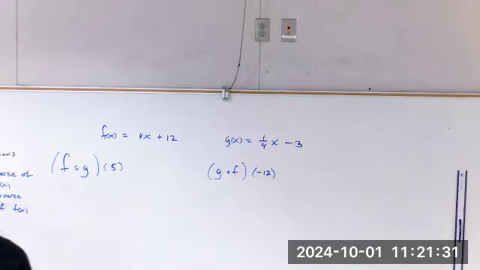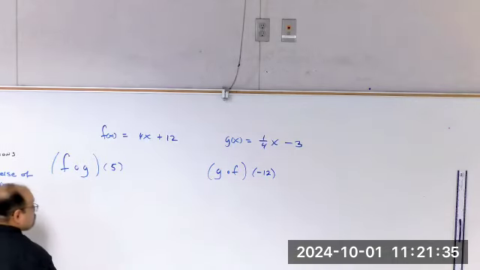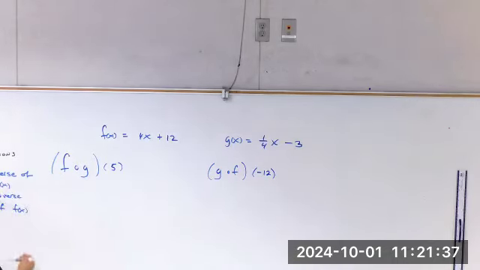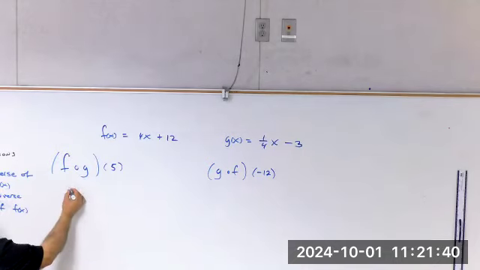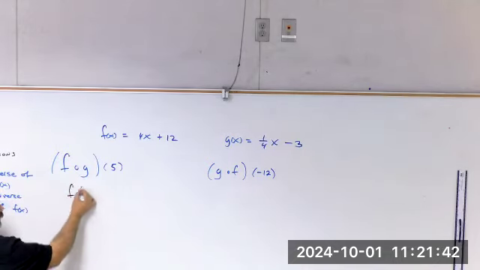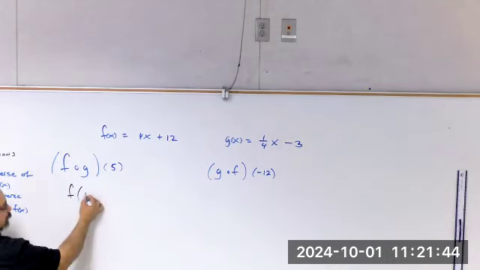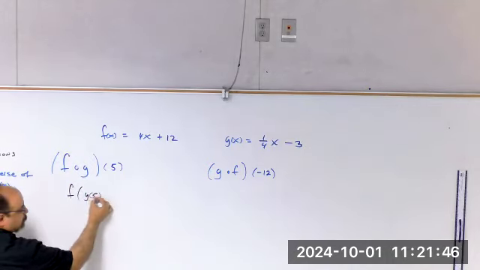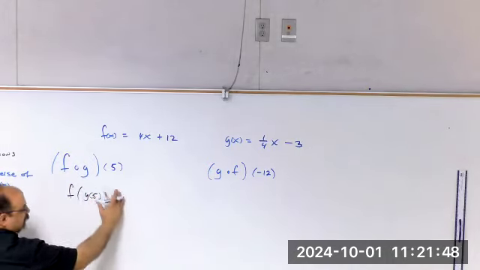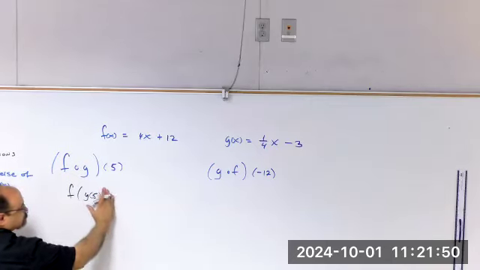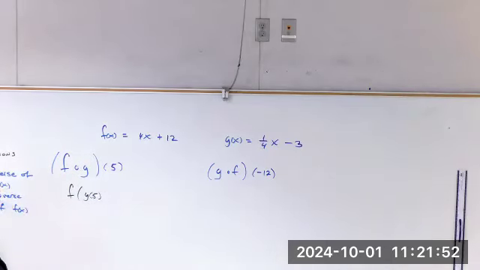Let's find S circle G of 5. So what's the outer one? F, and then what's inside? G of 5. So we have to do G of 5 first. And I didn't want to give you that. My bad. Let me change it.